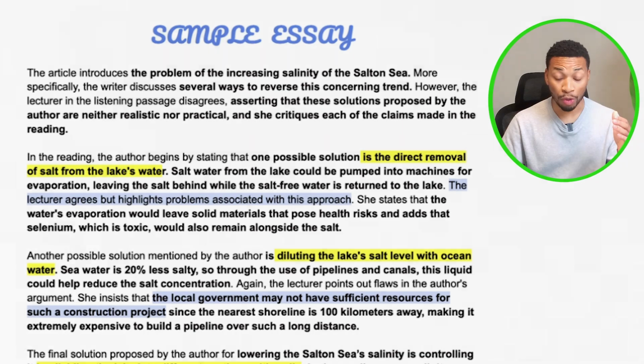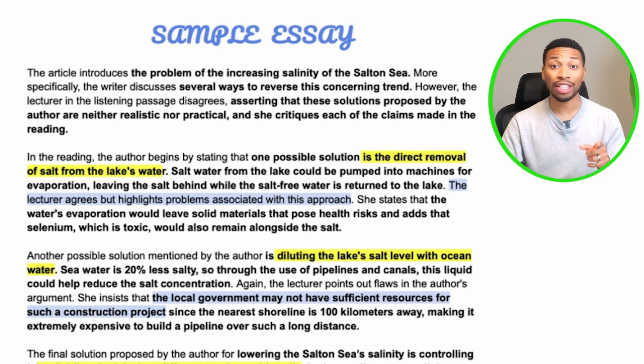We're going to see the writer's opinion, but we will also see the speaker's opinion. Let's give it a look. So for the writer, the article introduces the problem of the increasing salinity of the Salton Sea. More specifically, the writer discusses several ways to reverse this concerning trend. However, the lecturer in the listening passage disagrees, asserting that these solutions proposed by the author are neither realistic nor practical. And she critiques each of the claims made in the reading.